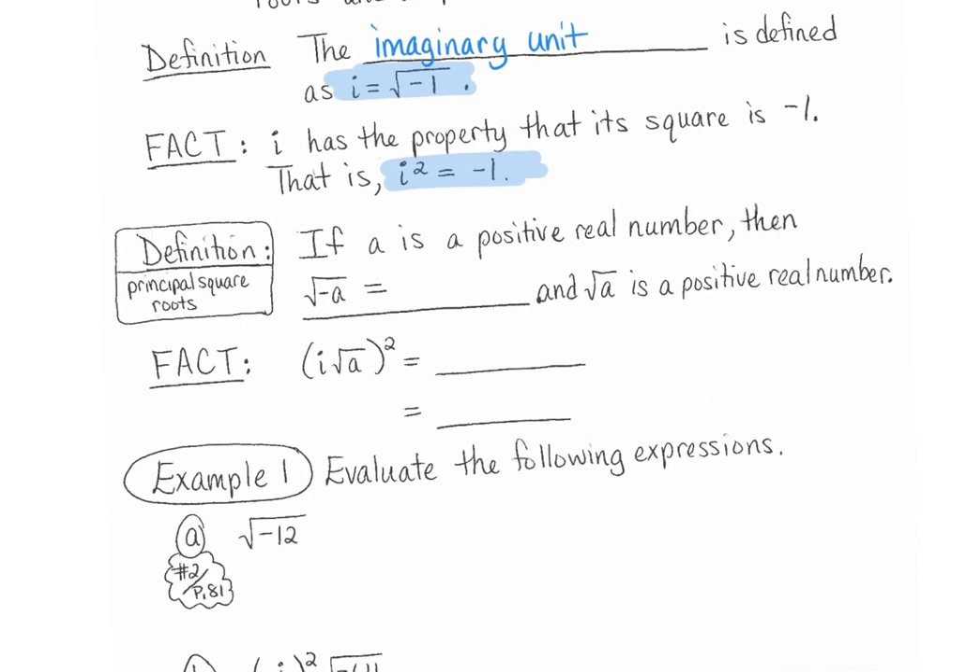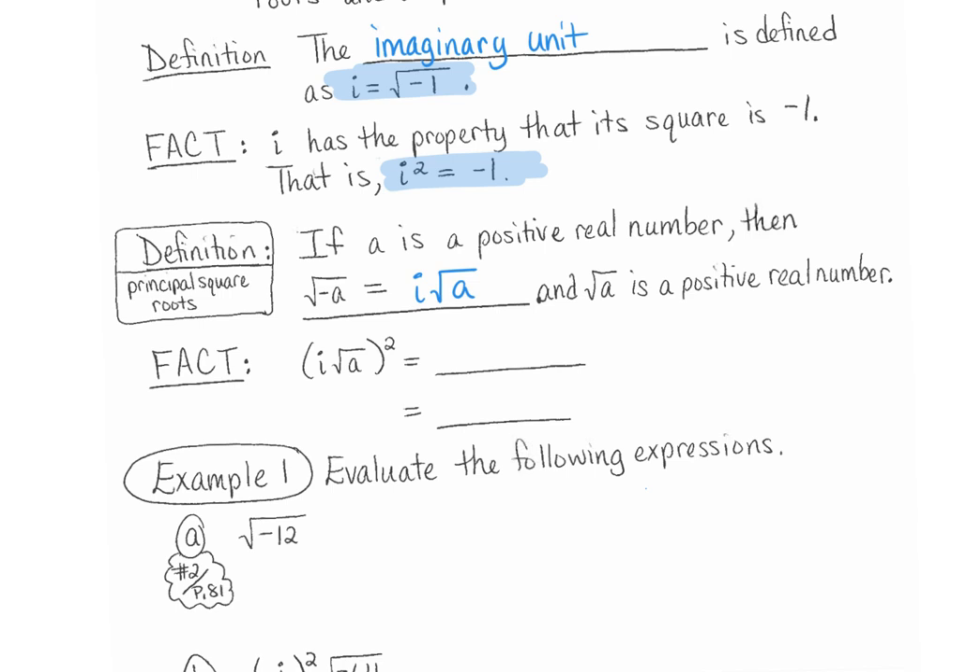Another definition, which is defining principal square roots. If a is a positive real number, then the square root of -a is equal to i times the square root of a, and the square root of a by itself is a positive real number. These are principal square roots.